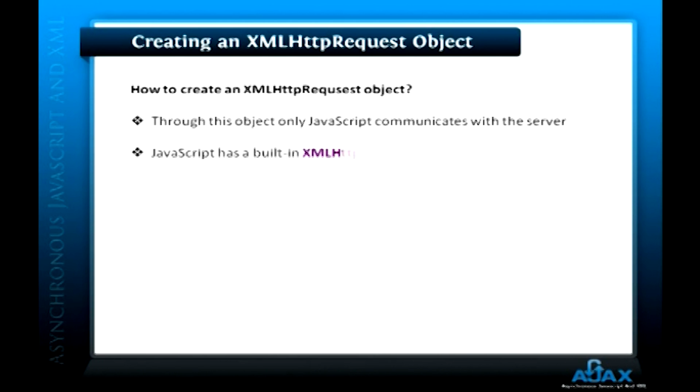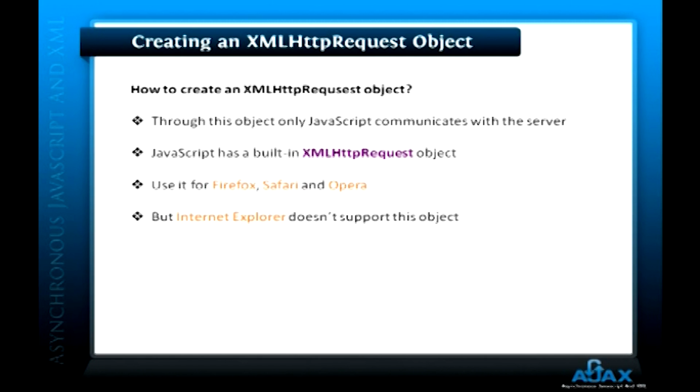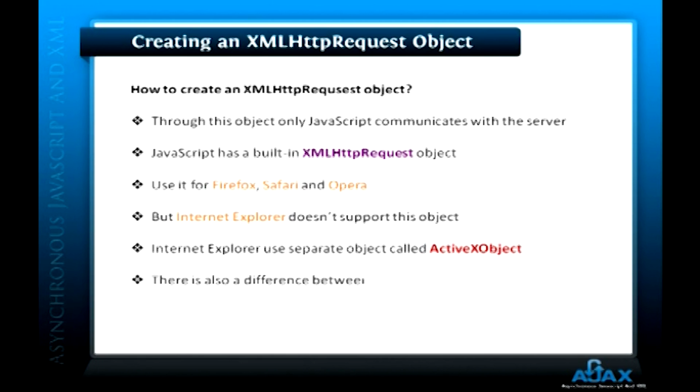JavaScript has a built-in XML HTTP request object, so we can use it for Firefox, Safari and Opera, but Internet Explorer doesn't support this object. So, for Internet Explorer, we have to use a separate object called ActiveX object, and there is also a difference between IE 5.0 and IE 6.0 plus. IE stands for Internet Explorer. Well, don't worry, creating an XML HTTP request object is very simple.